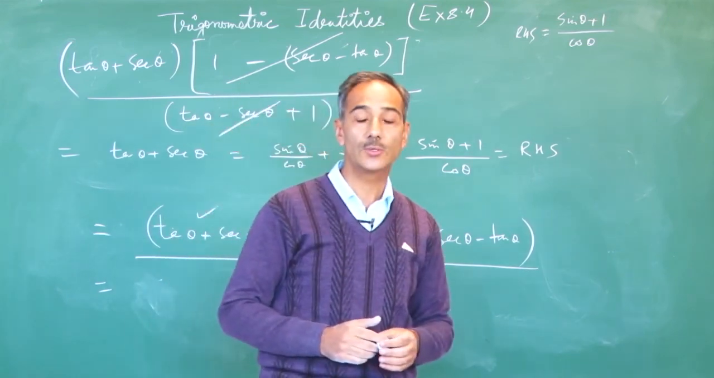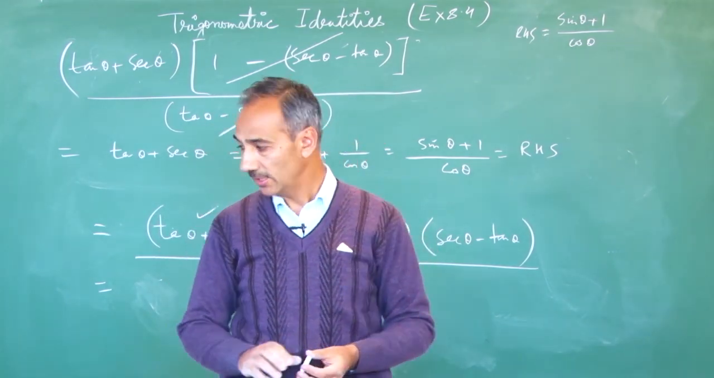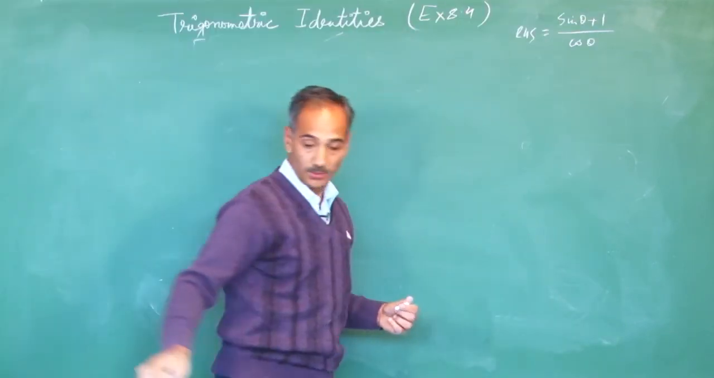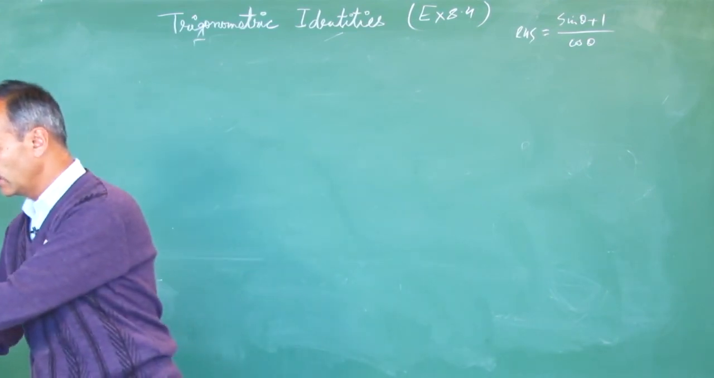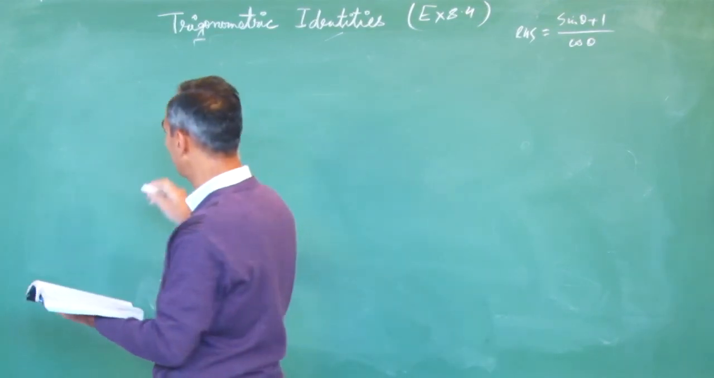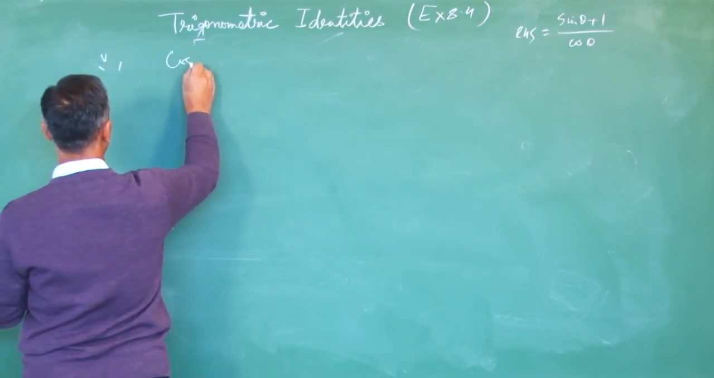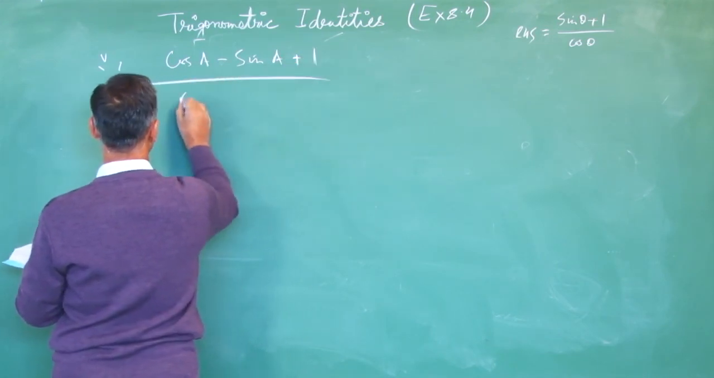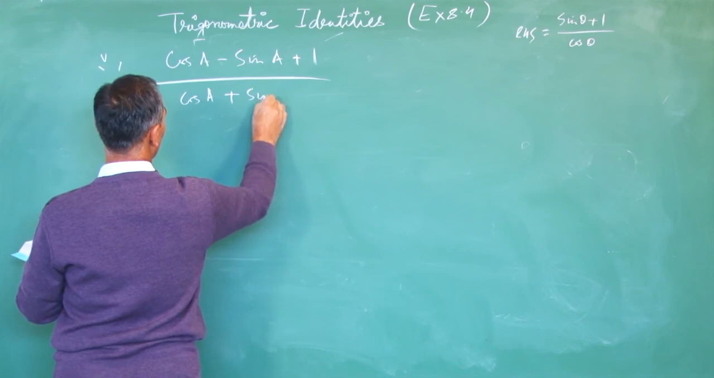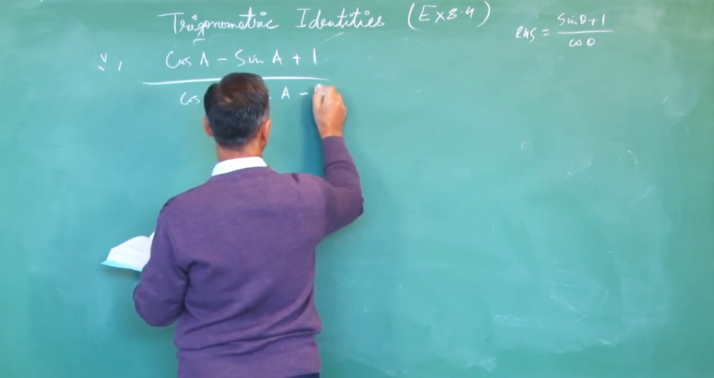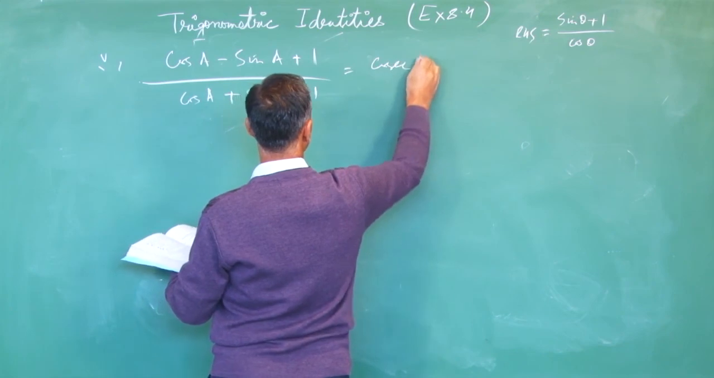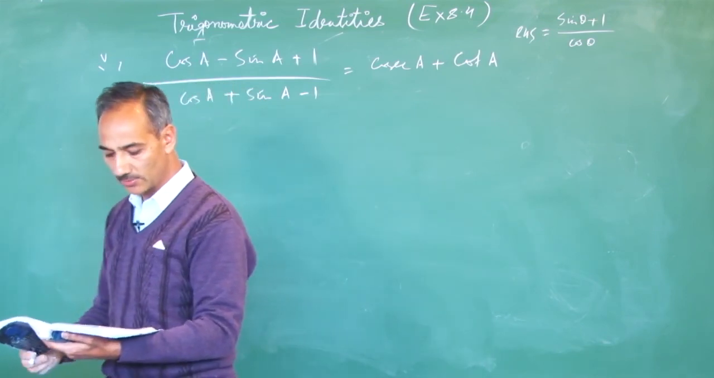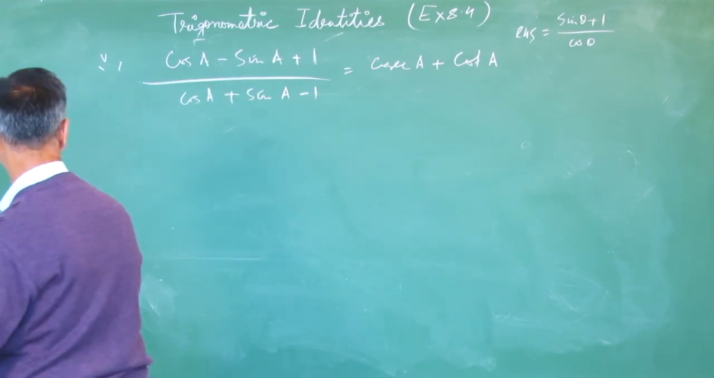Same logic goes for the cot and cosec. Now what about sine and cos? That I would just show you. So that is part 5 of your textbook. It says prove that cos A minus sine A plus 1 divided by cos A plus sine A minus 1 is nothing but cosec A plus cot A. Cos minus sine plus 1, cos plus sine minus 1.